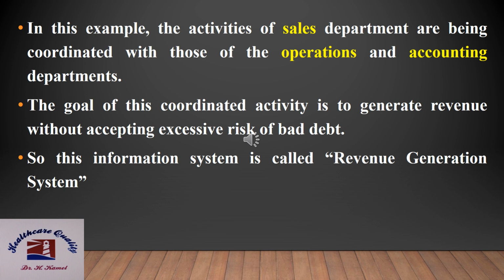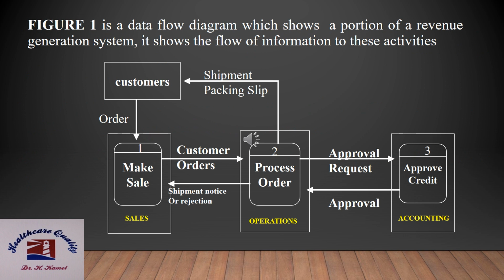In this example, the activities of the sales department are being coordinated with those of the operations and accounting departments. The goal of this coordinated activity is to generate revenue without accepting excessive risk of bad debt. So this information system is called a revenue generation system. This is a data flow diagram that shows the flow of information to these activities.